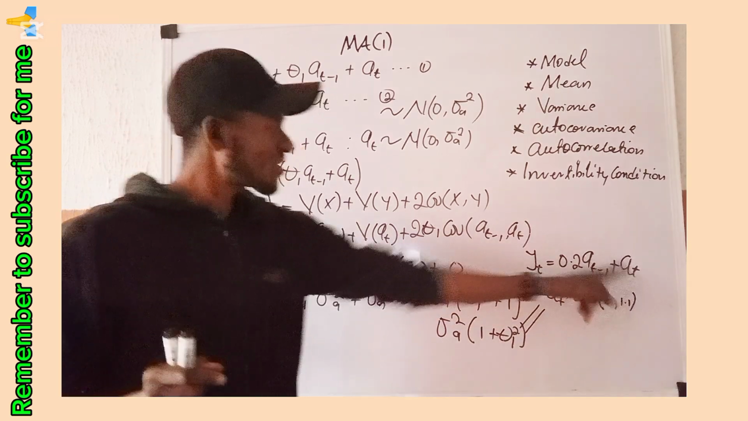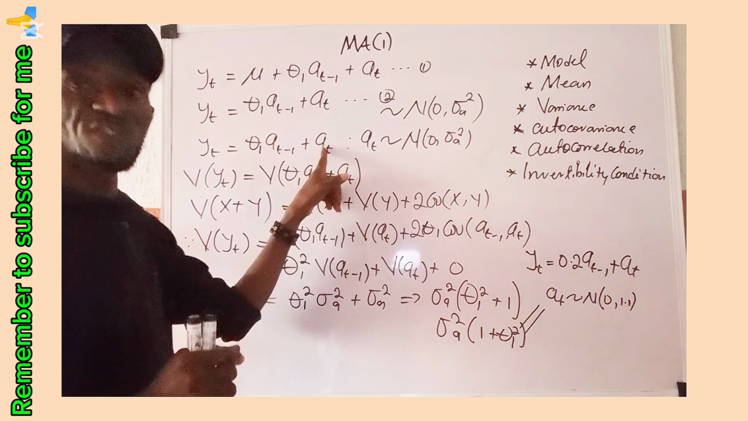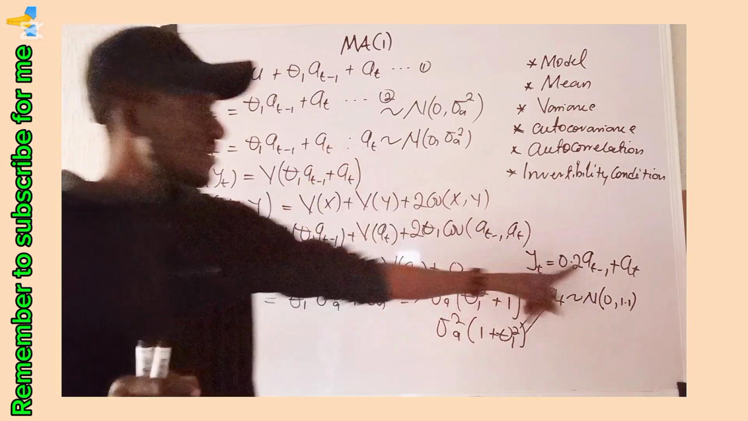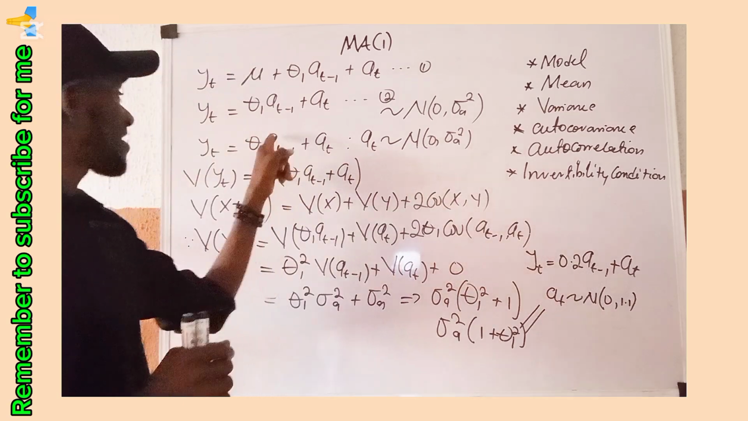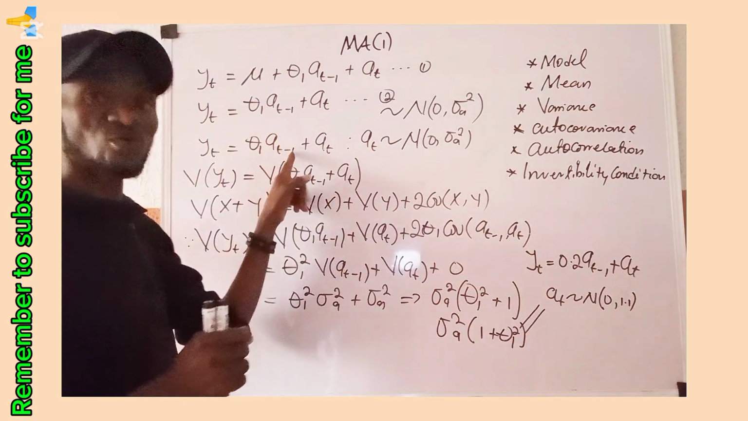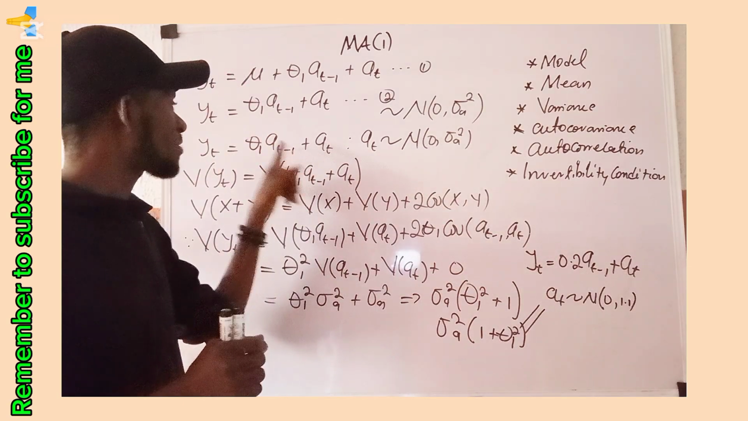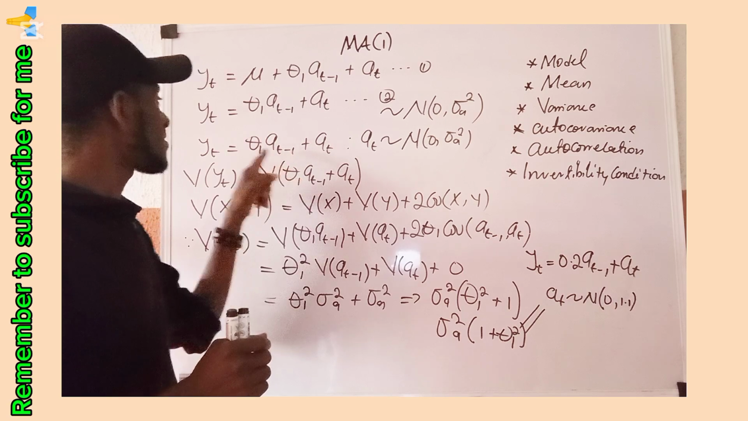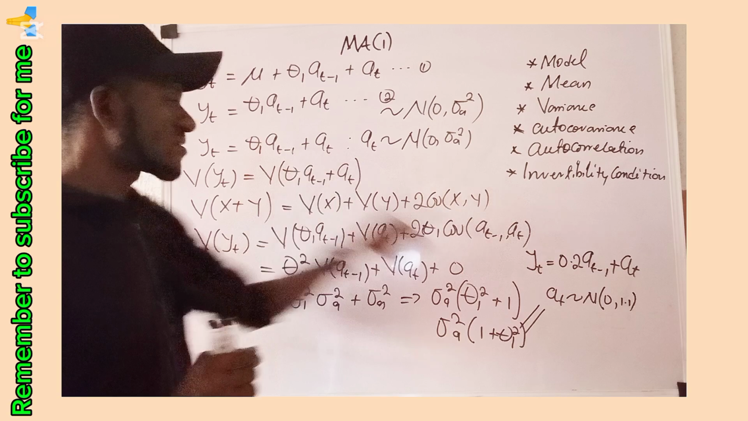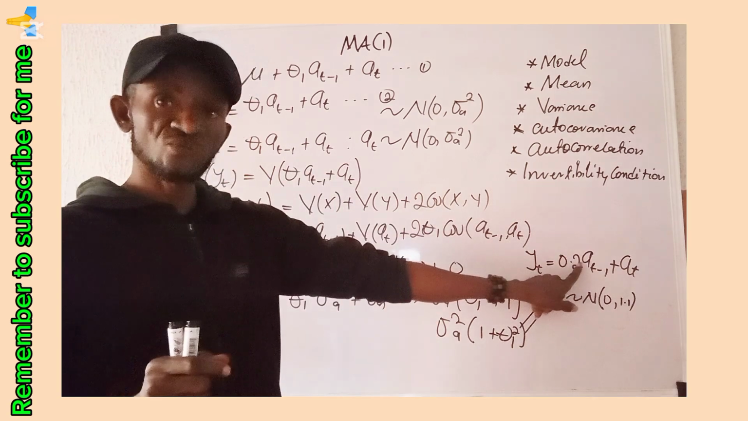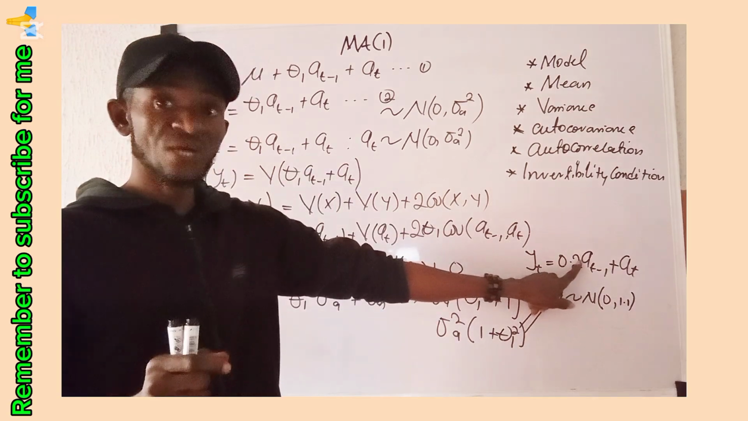Here is a of t, here is a of t. So this one is gone. Here is a term with a of t minus 1. Let us come here. Here is a term with a of t minus 1. What is the coefficient of this term with a of t minus 1? The coefficient is theta 1. So by implication, this theta 1 is the same thing as 0.2. So by that, I have known what theta 1 is.